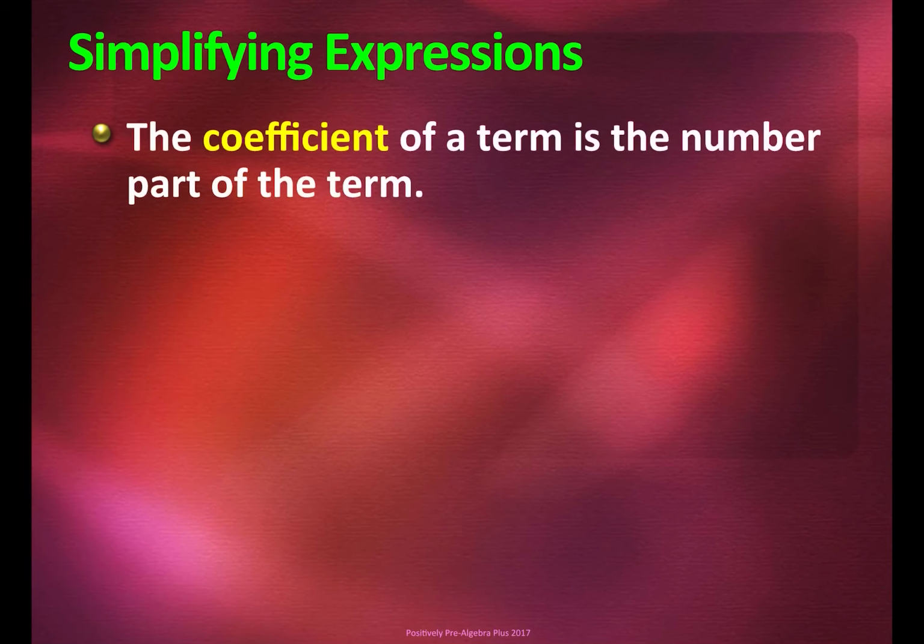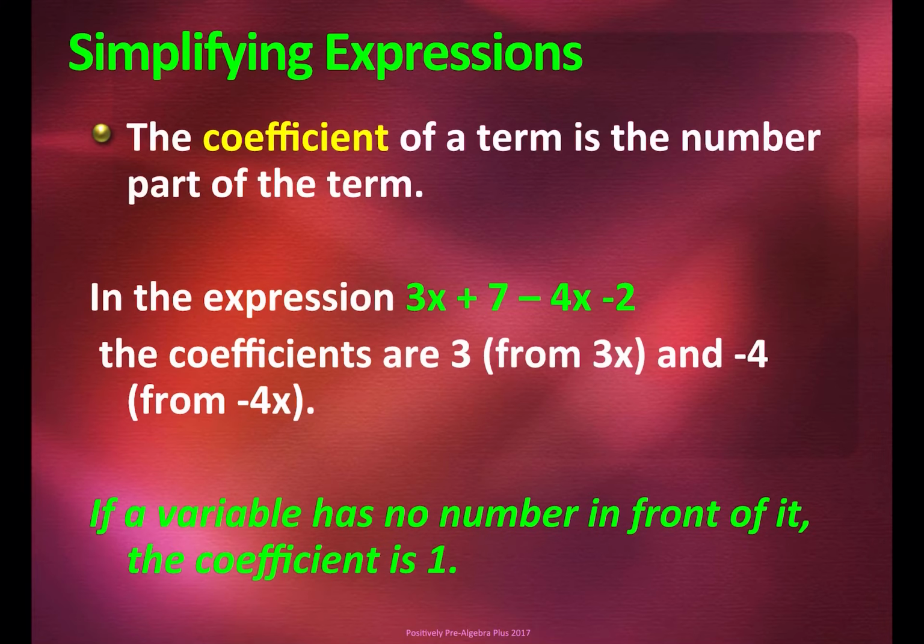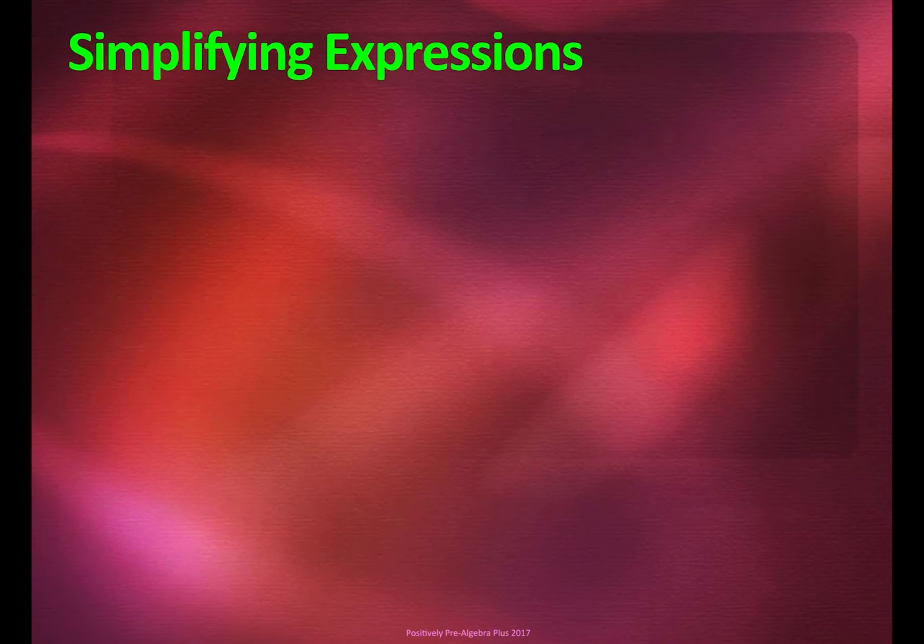So the coefficient of a term is the number part of the term. In the expression 3x plus 7 subtract 4x subtract 2, the coefficients are 3 from 3x and negative 4 from negative 4x. So they're the numbers that are getting multiplied by a variable. If a variable has no number in front of it, the coefficient is 1. So if you just had x, its coefficient would be 1.